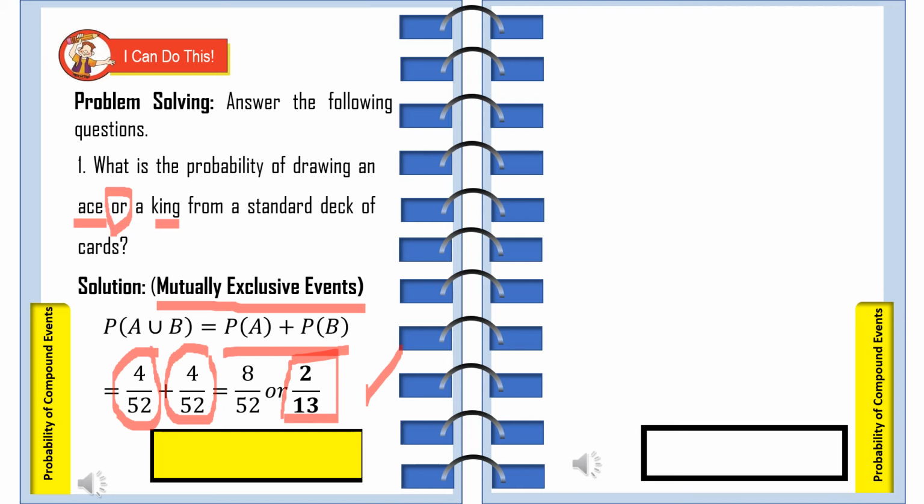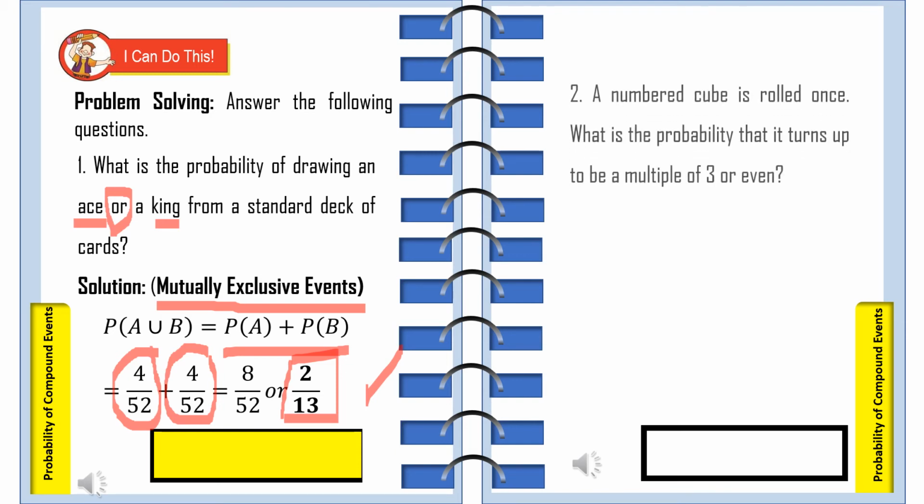Okay, so kung tumama ka, congratulations. Mahusay, nakakasabay ka na. Very good. So, yan, that's how we solve for the problem number 1. Okay, let's have problem number 2.